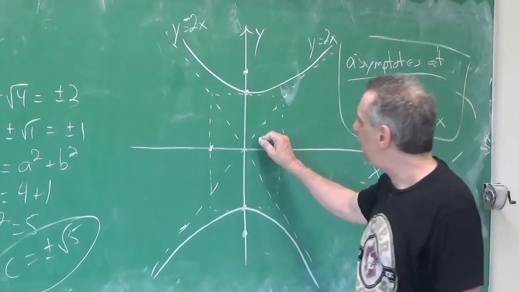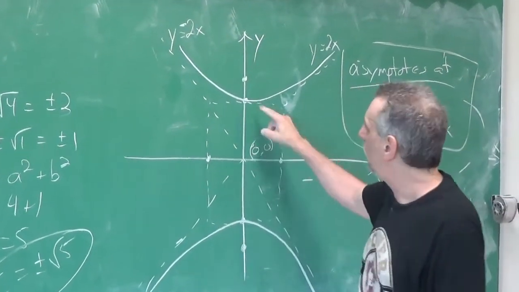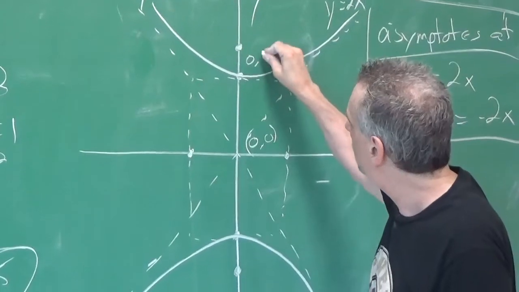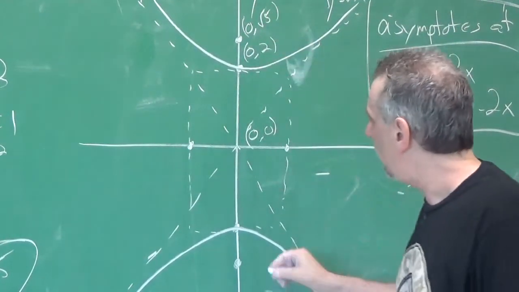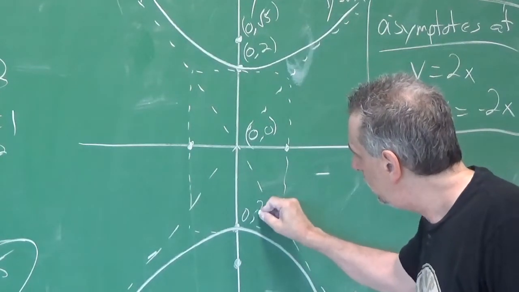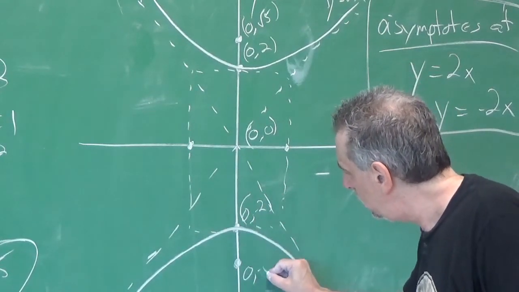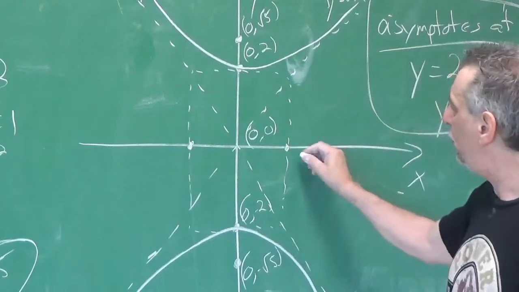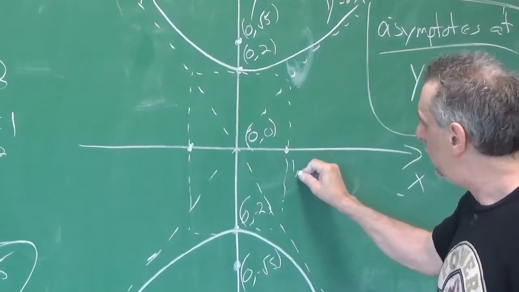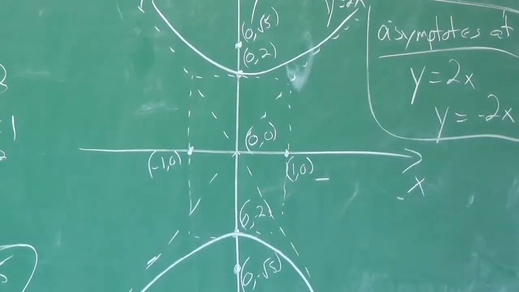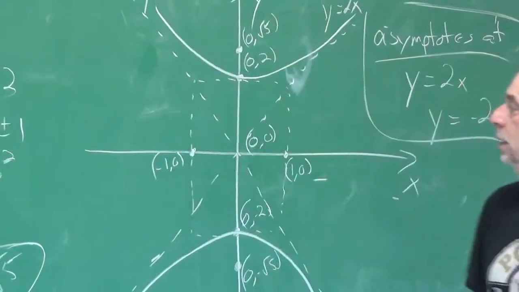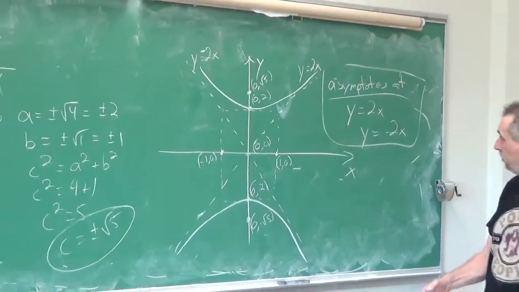You want to label your center. You want to label your vertices. You want to label your foci. You want to label your B's. You want to label your asymptotes. You want to draw it as best you can.